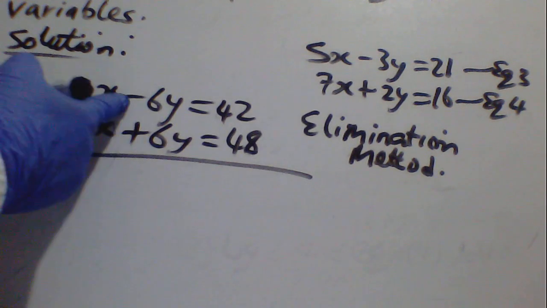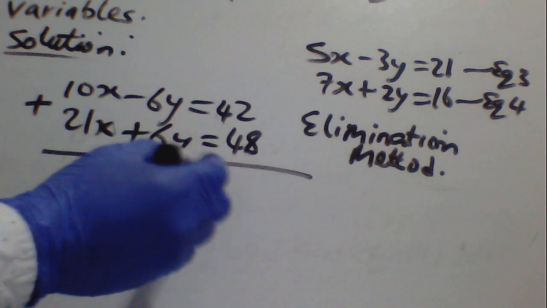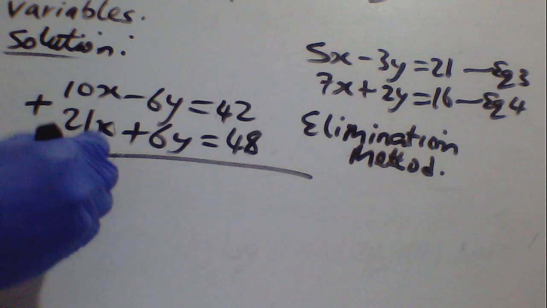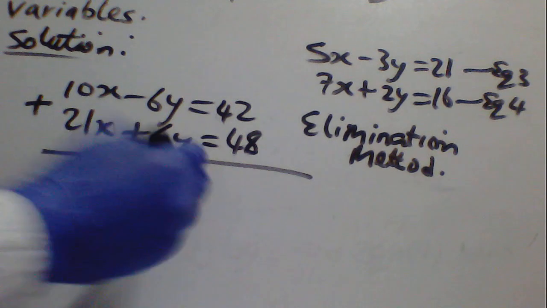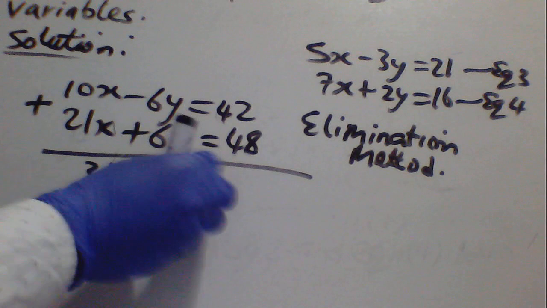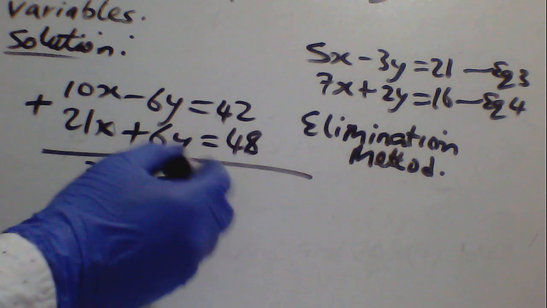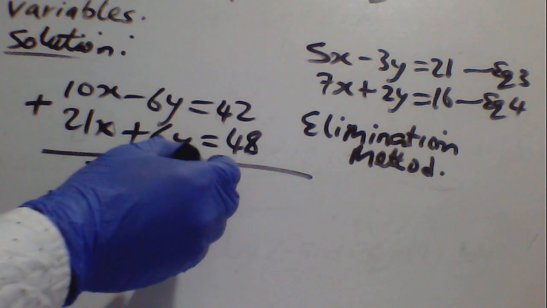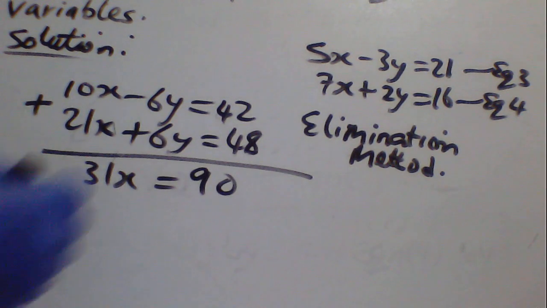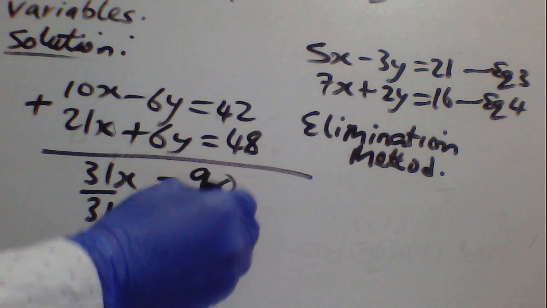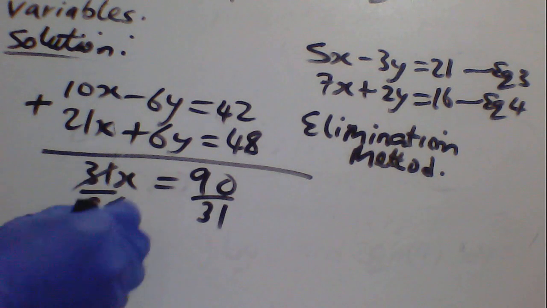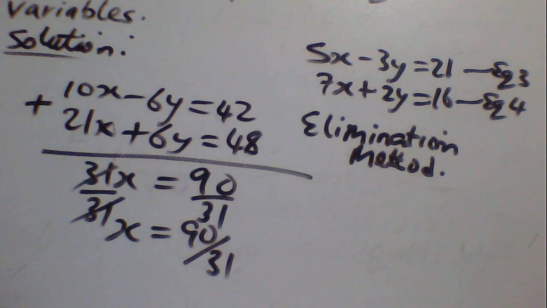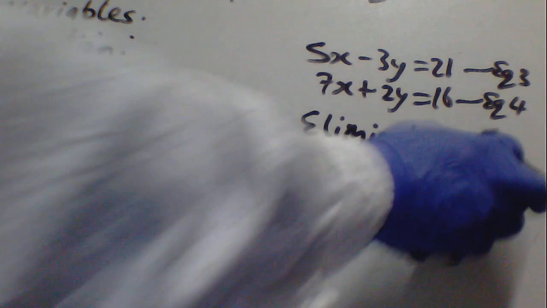So from here, minus 6y plus 6y gives us 0. 10x plus 21x gives us 31x. Remember, plus 0 has no value, so you can clean it. Here we have 42 plus 48 gives us 90. So divide both sides of the equation by 31. If you do that, we have x to be 90 over 31. Now you have gotten x to be 90 over 31.